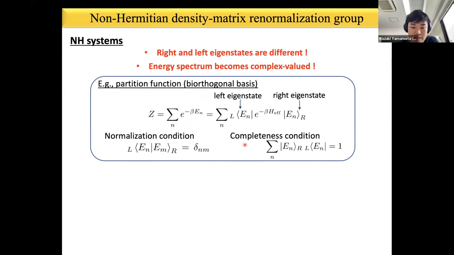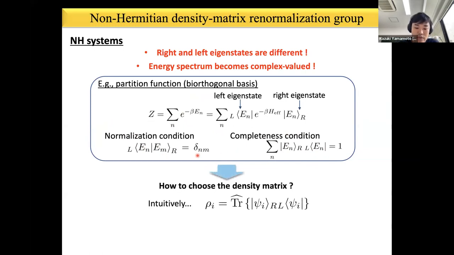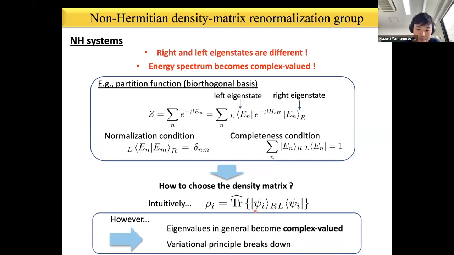And then, the intuitive generalization of the DMRG algorithm is to choose this type of density matrix and truncate the eigenstates according to the magnitude of the density matrix. But this approach has a significant problem, because the eigenvalues in general become complex valued. So the variational principle breaks down. Then the intuitive generalization breaks down, and we have to choose another type of density matrix.